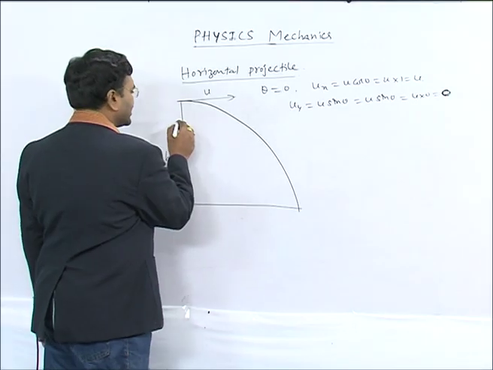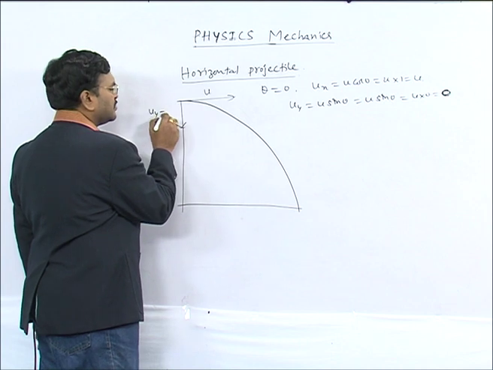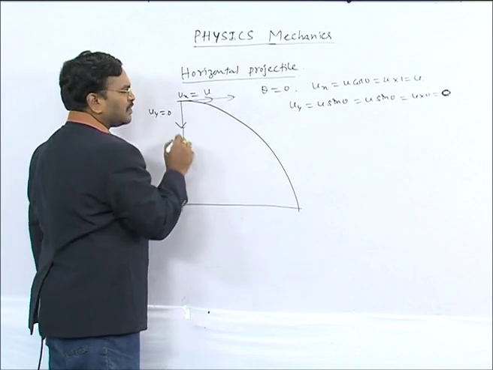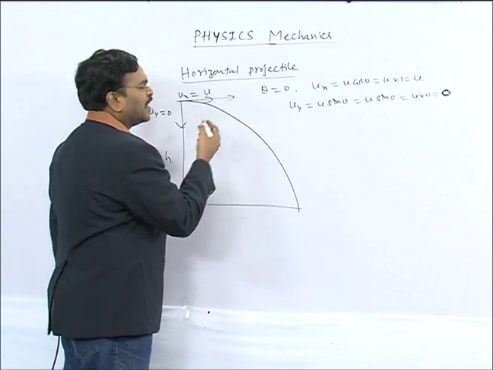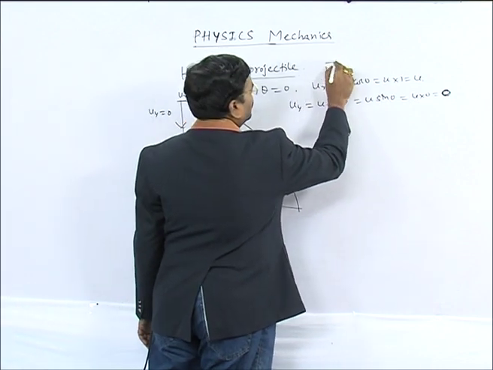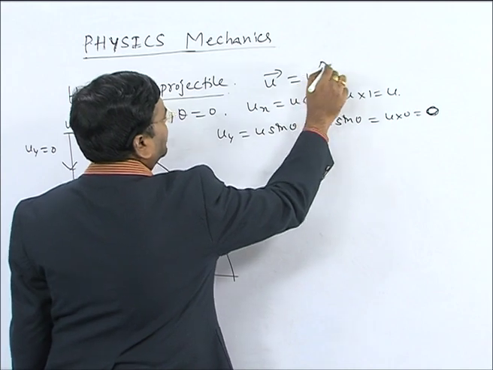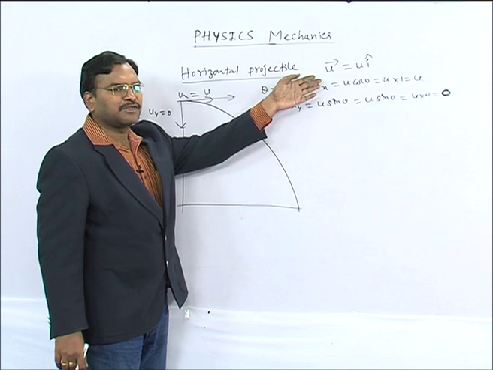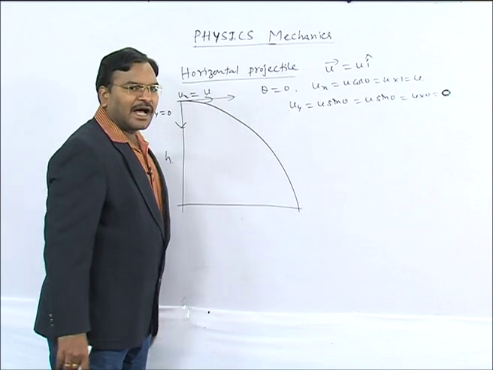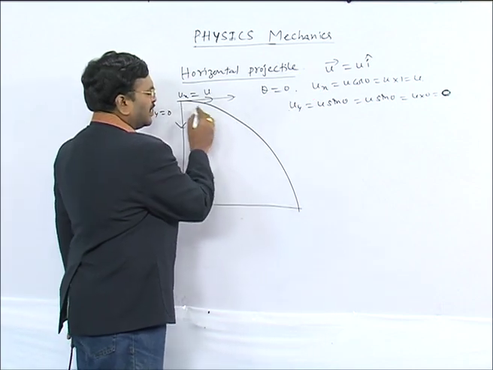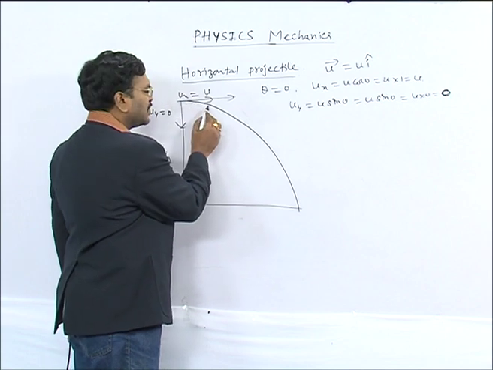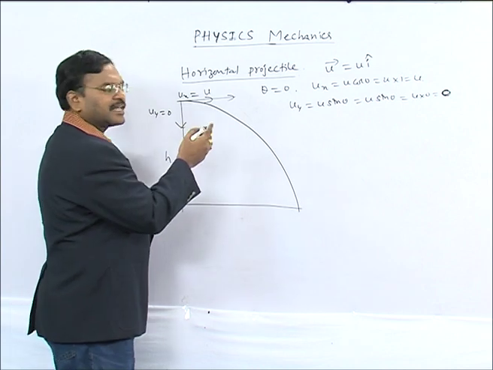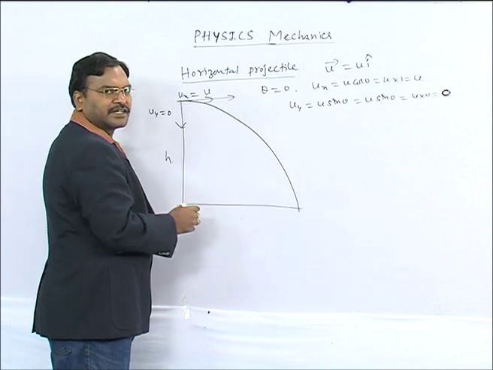So, in vertical direction uy is 0, and ux is equal to u. What is the initial velocity vector here? U bar is equal to u i cap, the velocity of the projectile in the horizontal direction. Same thing now, if a body is projected horizontally from the top of a tower, it is attracted by the earth, it experiences acceleration due to gravity in the downward direction.